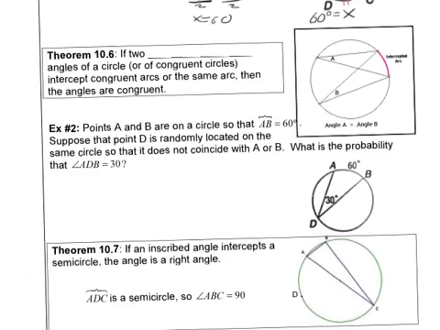And I apologize, it looks like there's some glitches in my notes here, but as we zoom in, we'll see they go away. Okay, theorem 10.6 says that if 2 inscribed angles of a circle or of congruent circles intercept congruent arcs or the same arc, then the angles are congruent. Okay, this is what we're saying. Let's zoom in on our picture.